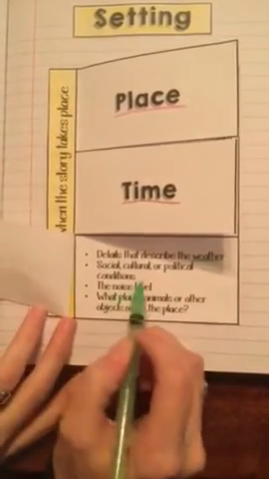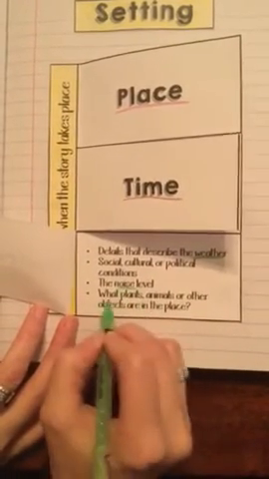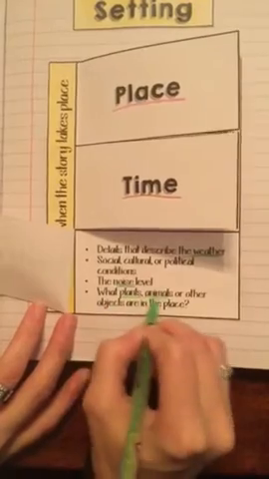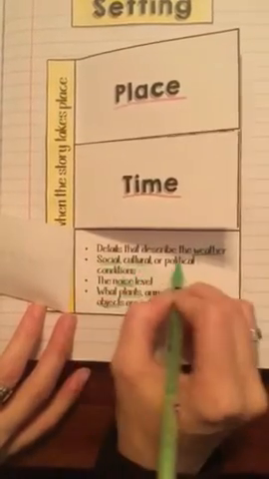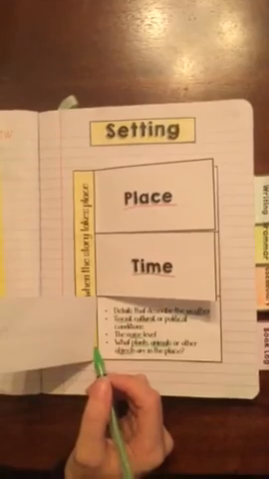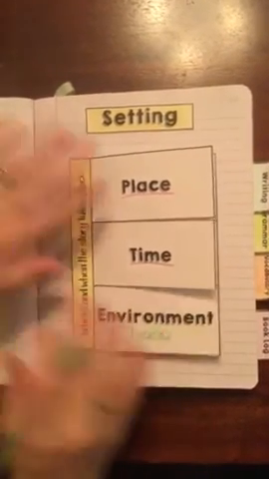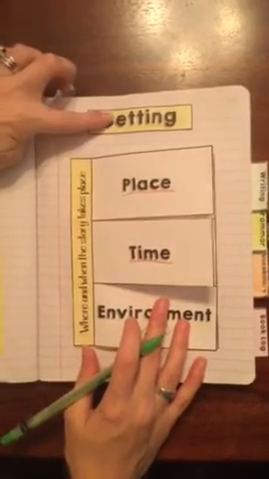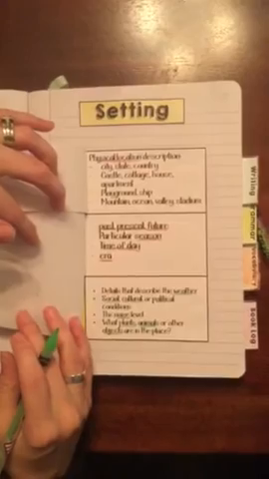The noise level, a boisterous classroom, so noise. And then what do you see? What plants, animals, or other objects are there? So we're just underlining these examples of environment. Environment's probably the trickiest one, but it's that what is going on around the story. So your page now should have the title. Here's our 3 elements of setting, and you have all your notes.